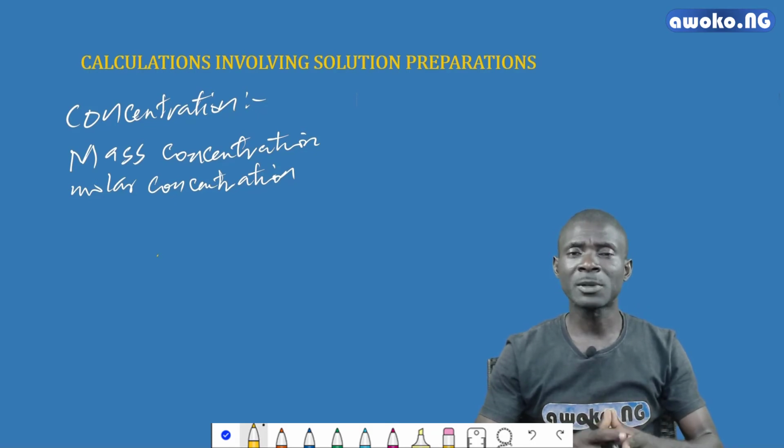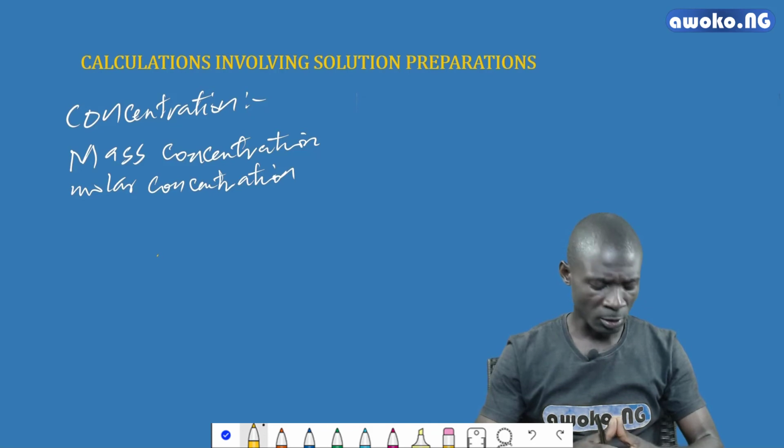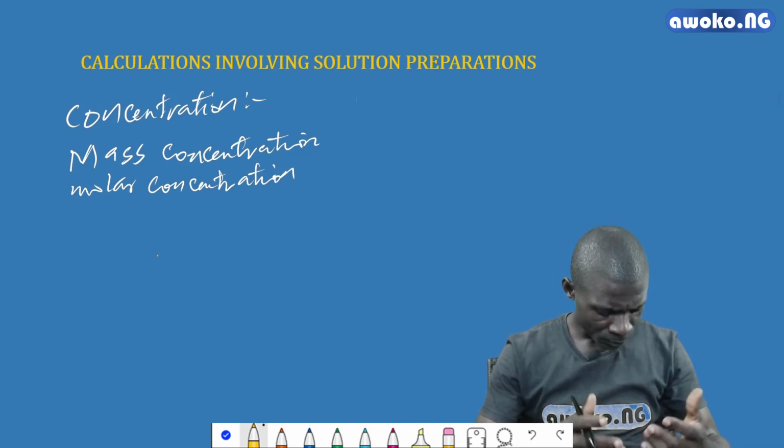But if my solute is in moles and I dissolve it in a particular volume of water, that gives me what they call molar concentration. Another word for molar concentration is molarity. Simple as that. So, molarity can be used to describe the concentration of a solution in moles per dm cube. That is, the concentration of a solution when it is dissolved in 1 dm cube of solution. So that is what we call molar concentration.